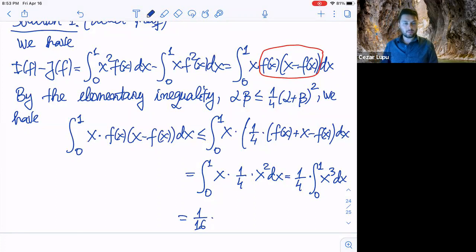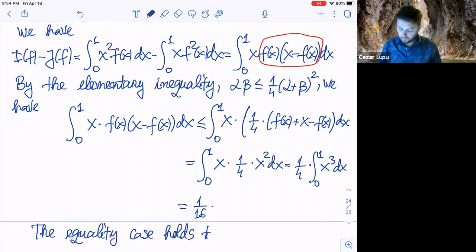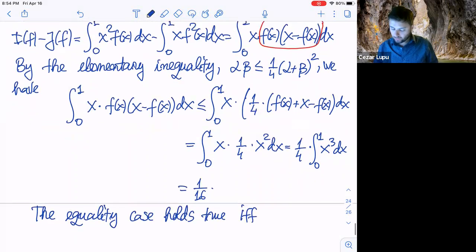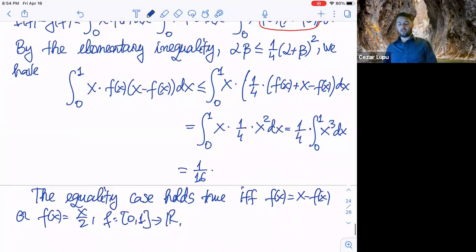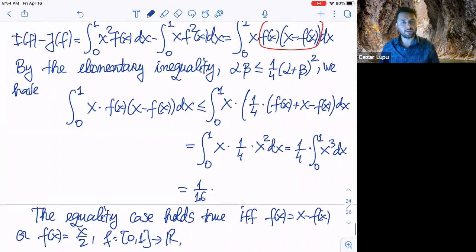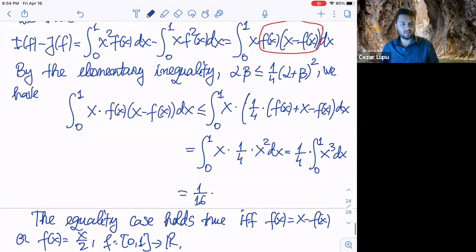Well, the question is, we would like to see for which functions this maximum is attained. So the equality case holds true if and only if, let's see, when f of x is the same as x minus f of x, or f of x is x/2. Great. So for these functions, we actually have equality. So I of f minus J of f will be, the difference is 1/16.